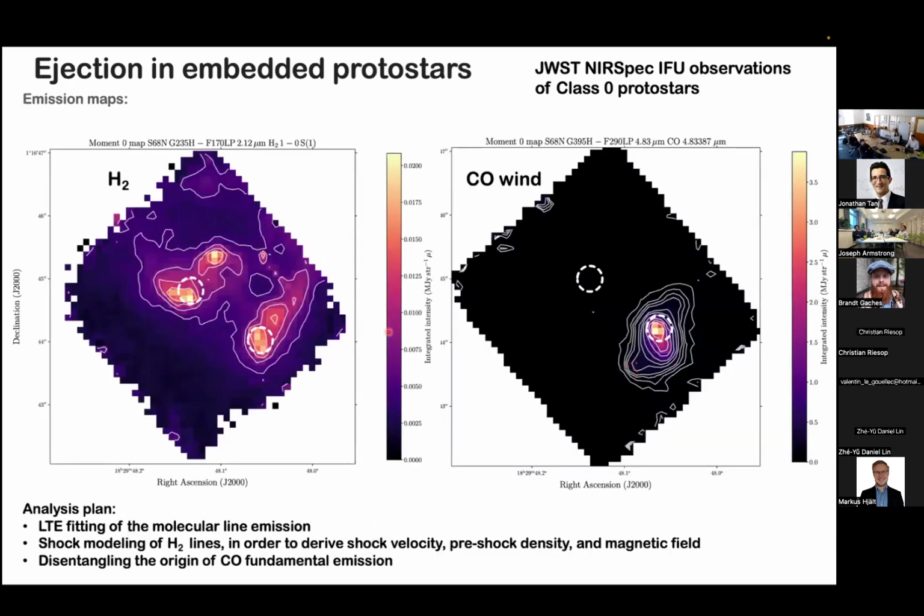So just an example here, as I said, here is an example of an H2 line, the CO wind in the southern source. We are working on it to quantify the shock condition for H2, the LTE condition for the CO wind. So this is all work in progress, and all work made possible by James Webb right now.